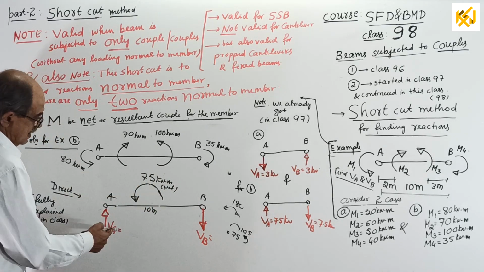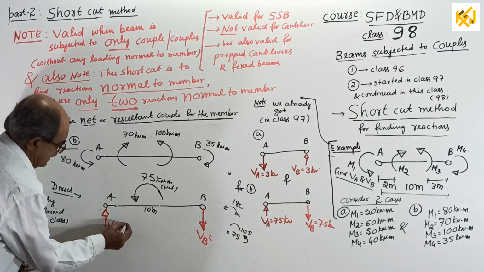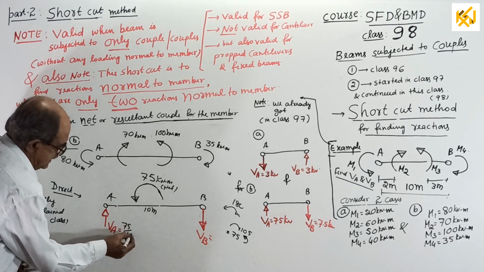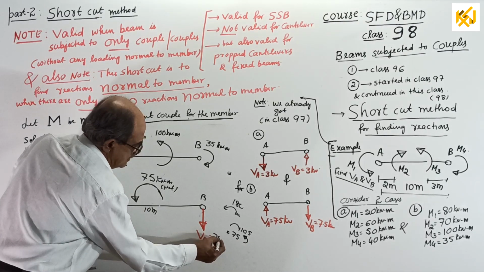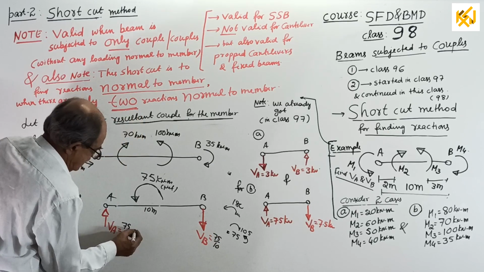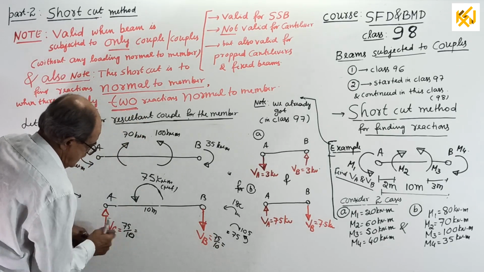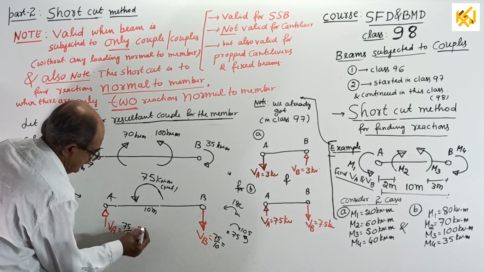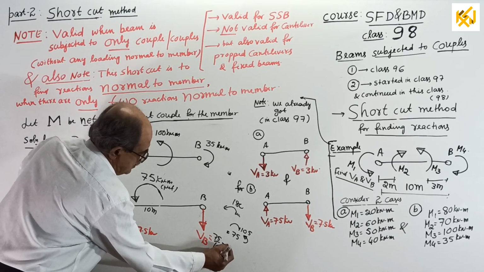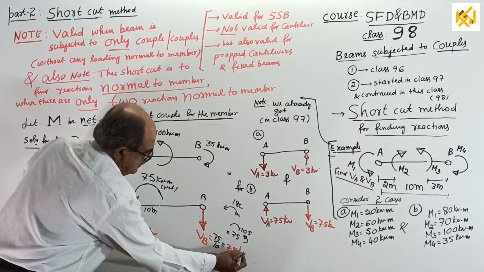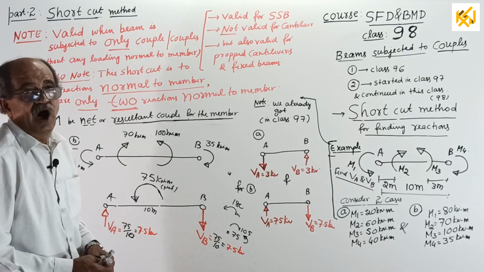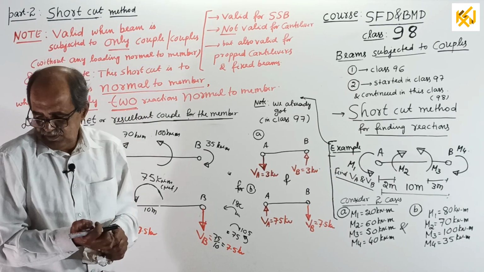Okay, now, how much is the answer? 75 divided by 10, here also 75 divided by 10, equal to 7.5 kilonewton. This also equal to 7.5 kilonewton. That is option 1. Okay, option 2.